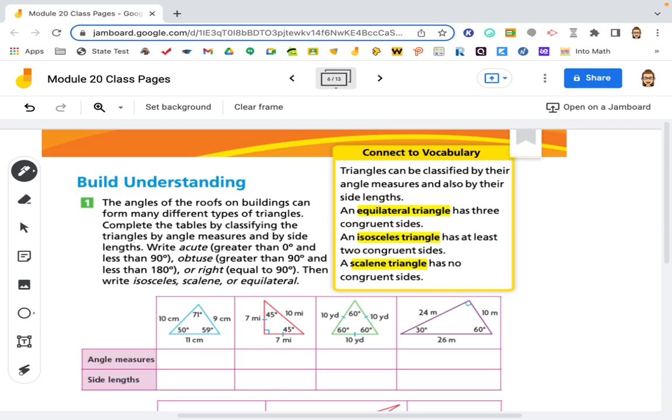So we look at the angle measurements here in this first one. They are all less than 90 degrees, so that means it is an acute triangle. All of the side lengths are different, so it would be scalene. So we look at the angle measures on the next one. They have one right angle, so that means it is a right triangle. And it has two sides that are the same, so that means isosceles.